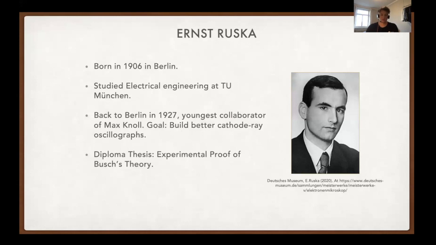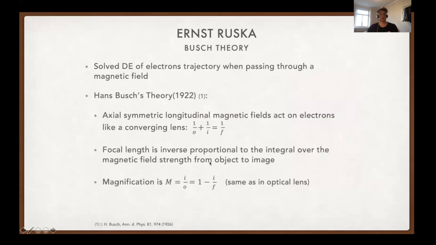So we are already going in the direction of the electron microscope. But first, Ernst Ruska had to do his diploma thesis. He made this in the group of Max Knoll. He had to experimentally prove Busch's theory. So what is Busch's theory?